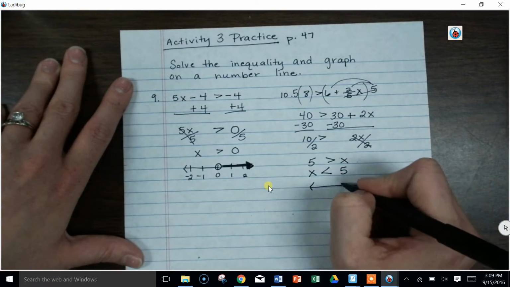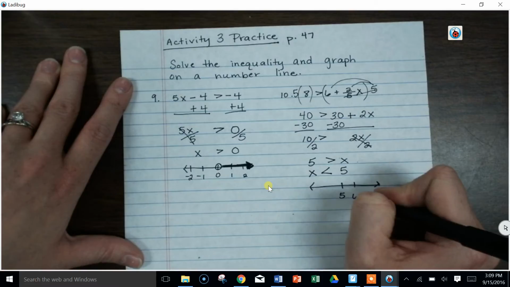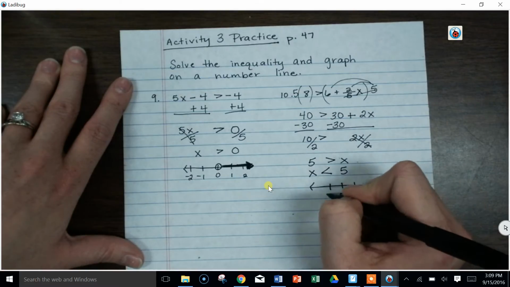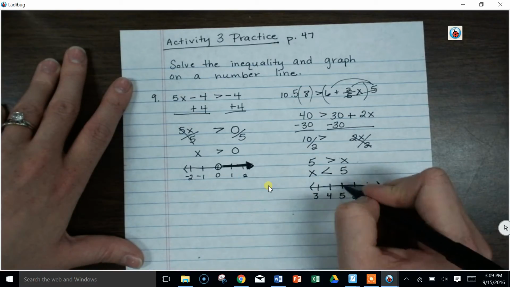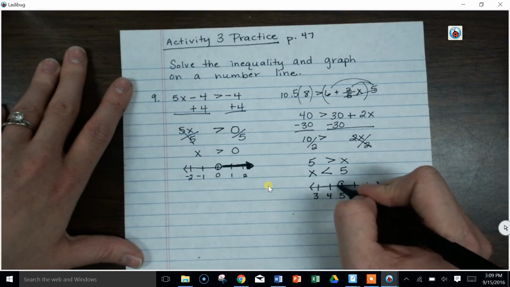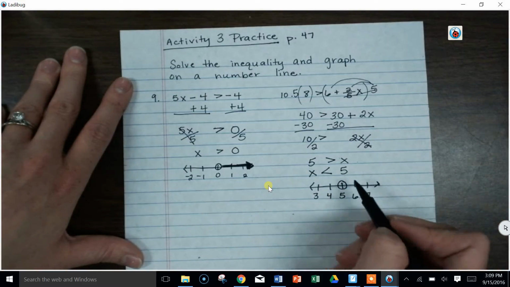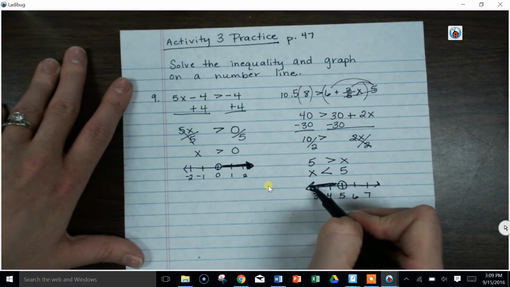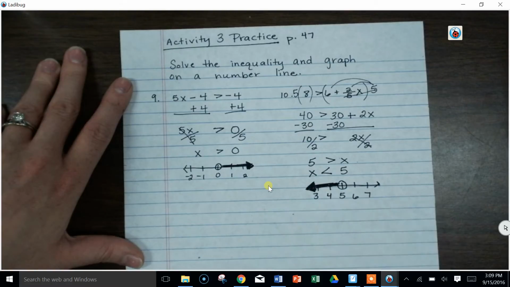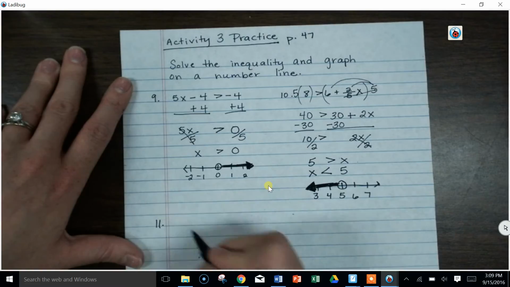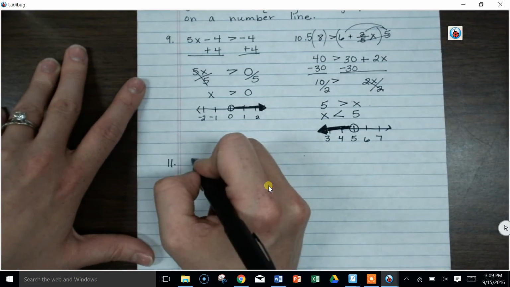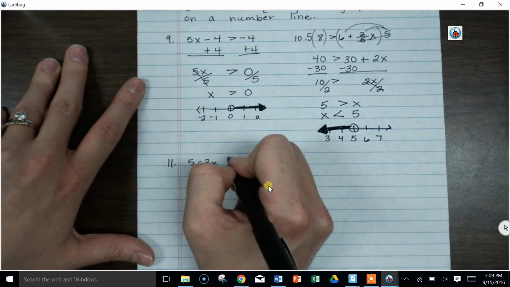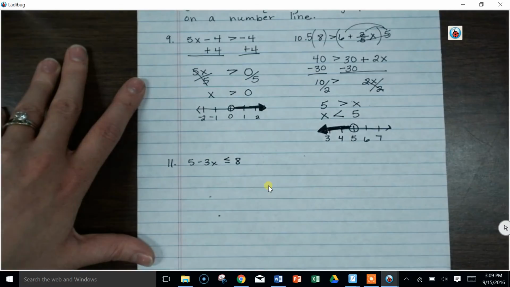On my number line, I need a 5. Use a few numbers to the right, a couple to the left. Put a hollow circle around 5 because it's less than. Less means I shade, so I'm going to shade left where I thought the numbers are less than 5. And that's it. And then on number 11, that was 5 minus 3x is less than or equal to 8.